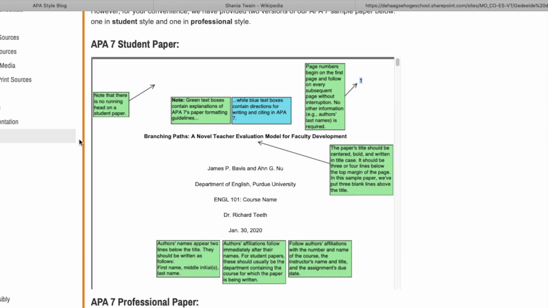So here you have the title of the title page, branching paths. Ooh, isn't that a sizzler? So they have kind of the sizzler, branching paths, and then the full explanation of the report. So colon, a novel teacher evaluation method for faculty development. God, that sounds really boring.